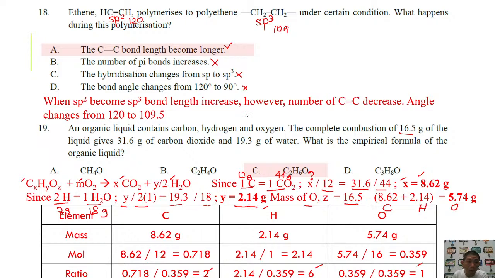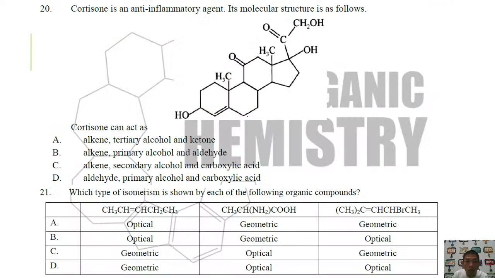Okay, so that is for question number 19. Then we go to question number 20. Cortisone is an inflammatory agent. Its molecule has the following structure. What can cortisone act as? So here you need to identify the functional groups inside the compound. So let's identify them one by one. Okay, we start from the highest one.